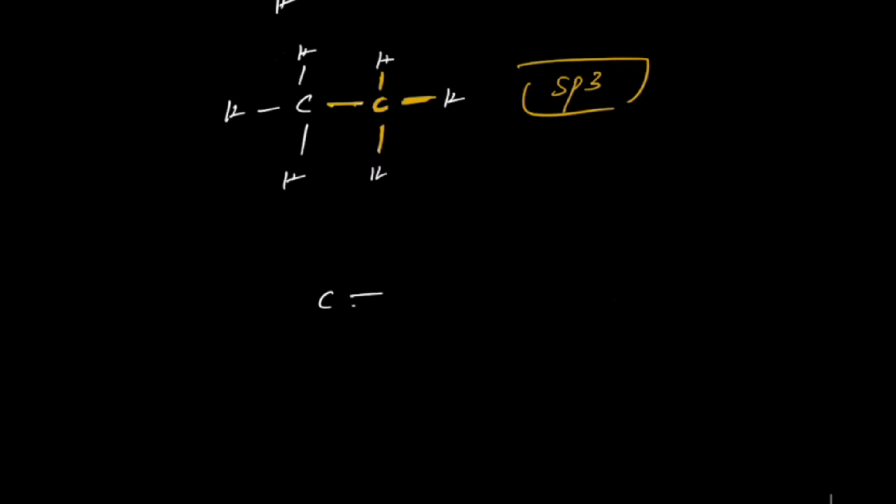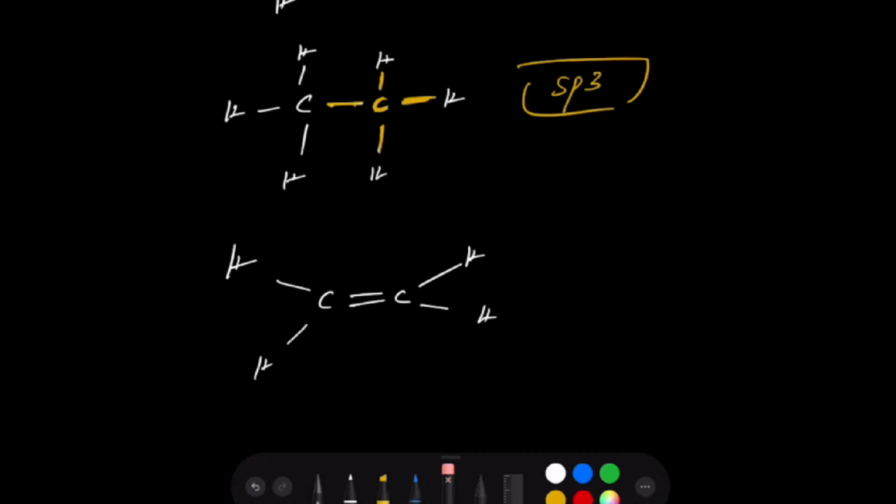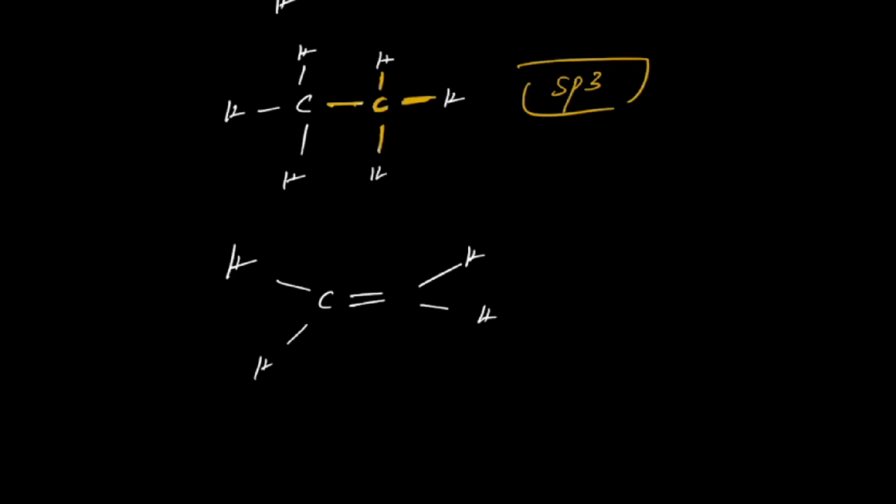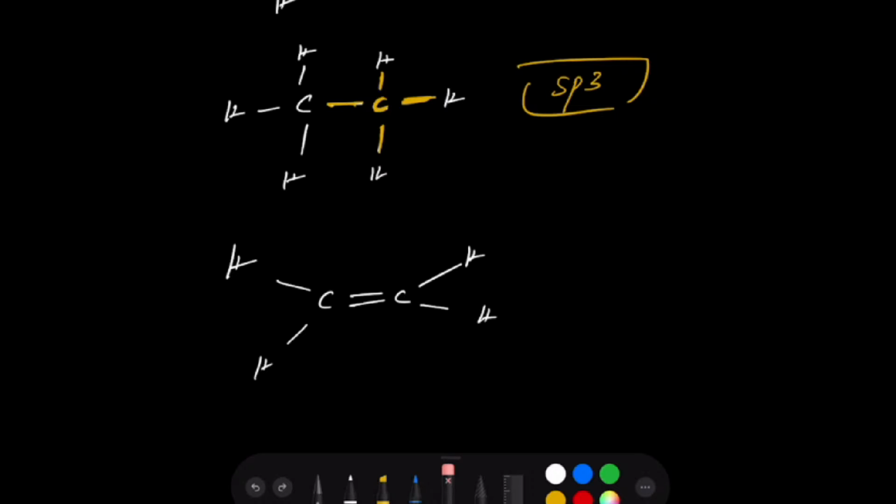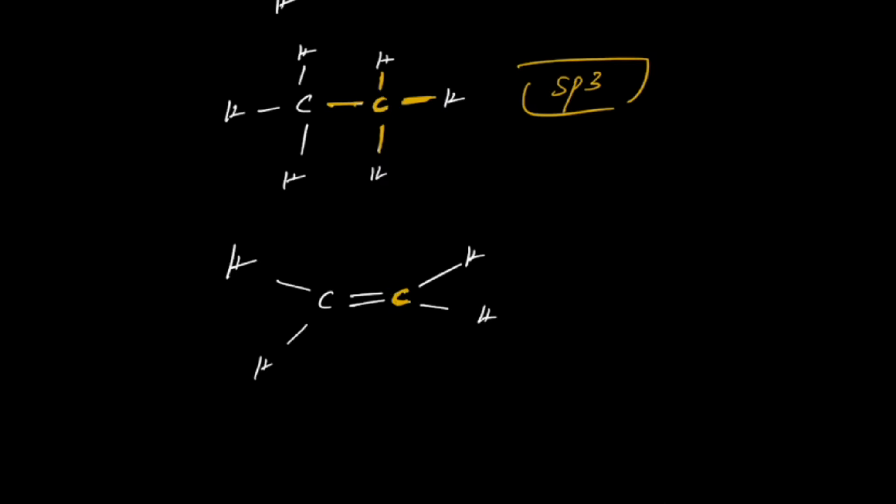Next, look at this. This is ethene or ethylene. Now I wish to calculate the hybridization of this yellow carbon. How many groups are attached? Is there any lone pair? There is no lone pair, so leave that. So there are 3 bonds attached. Don't look at the double bond. You just count the sigma bonds. Don't count the pi bonds. So 1 sigma bond, 2 sigma bonds and 3 sigma bonds. So there are 3 groups attached.